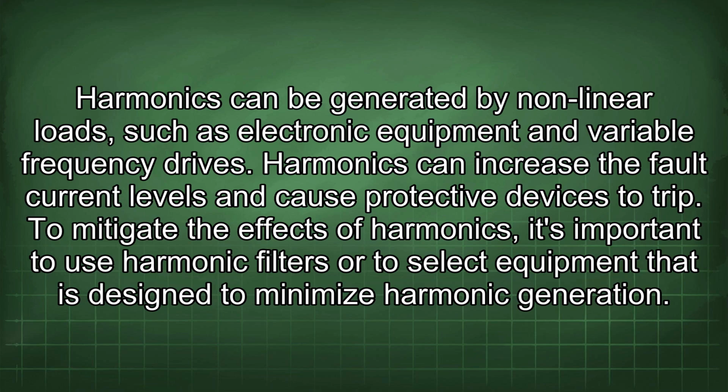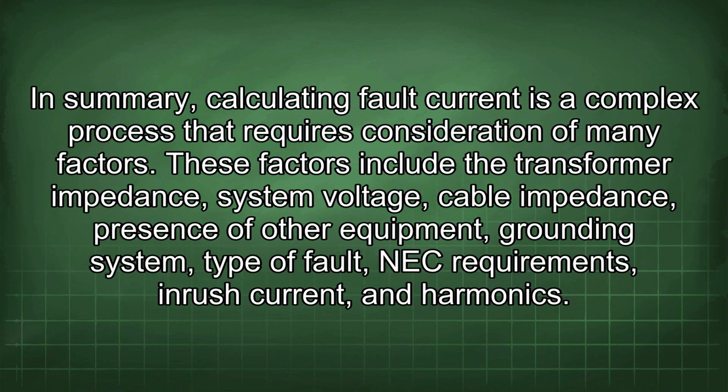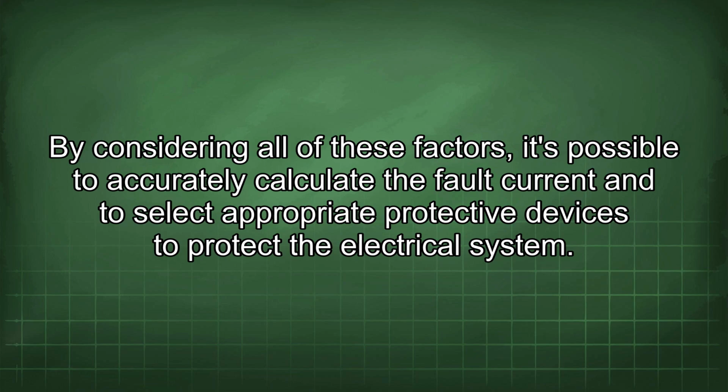minimize harmonic generation. In summary, calculating fault current is a complex process that requires consideration of many factors. These factors include the transformer impedance, system voltage, cable impedance, presence of other equipment, grounding system, type of fault, NEC requirements, inrush current, and harmonics. By considering all of these factors, it's possible to accurately calculate the fault current and to select appropriate protective devices to protect the electrical system.